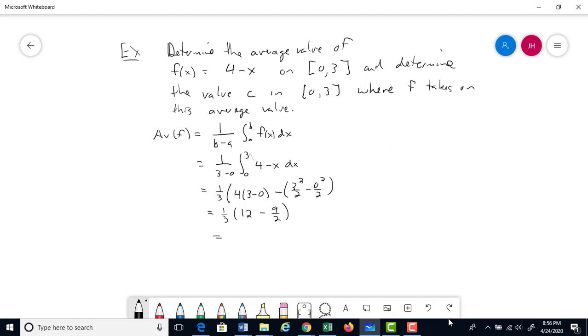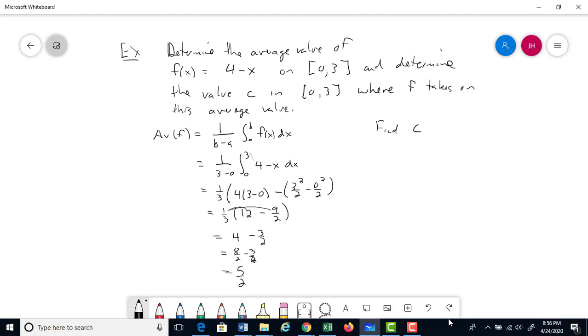So 12 divided by 3 is 4. Sending this in, 9 divided by 3 would be minus 3 over 2. So this is going to be equal to 8 over 2 minus 3 over 2, which is equal to 5 over 2. All right, now onto the x part. I'm going to find c now.